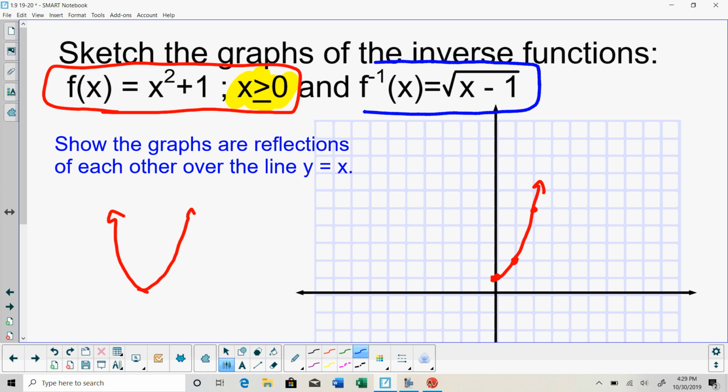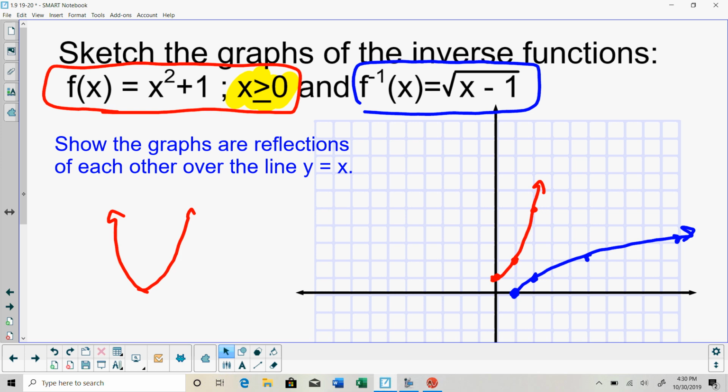And my inverse function, this one, is the square root of x minus 1. Well, you know what the square root graph looks like. It goes through (0, 0), (1, 1), (4, 2), (9, 3). It looks like this. But this graph has been shifted 1 unit to the right. So let's shift that graph over. It's going to look like that. I'll move those points over along with it. And so there's our inverse function.